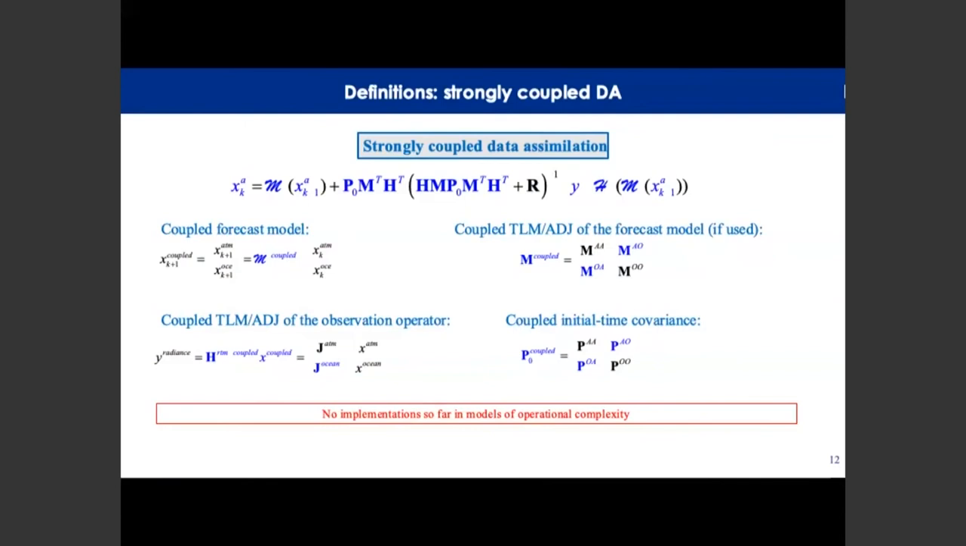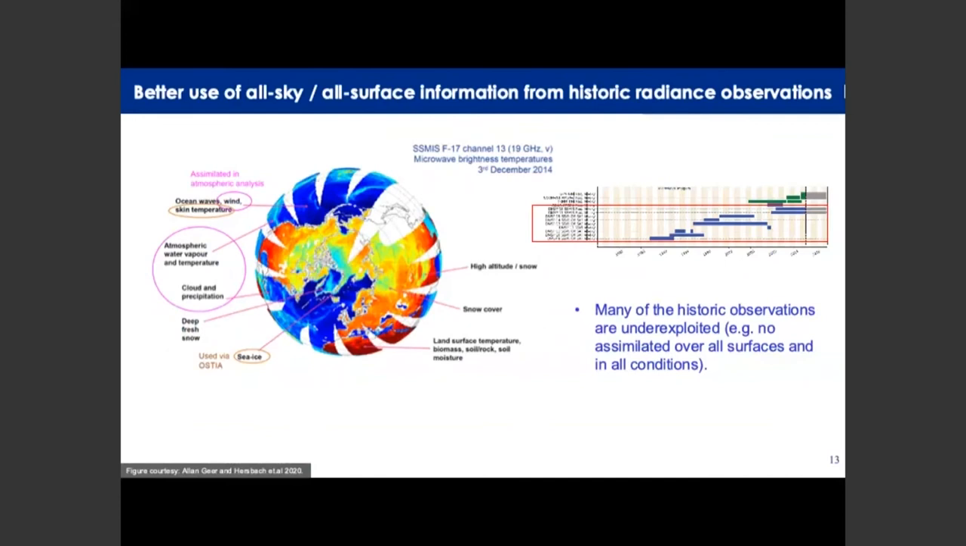I would like to highlight just a couple of things that I think are important for the reanalysis world. One of them is coupling through the observation operator. For example, here I'm taking an image from Alan Geer. He's showing so-called microwave imager channels.